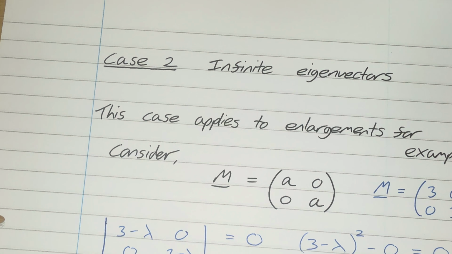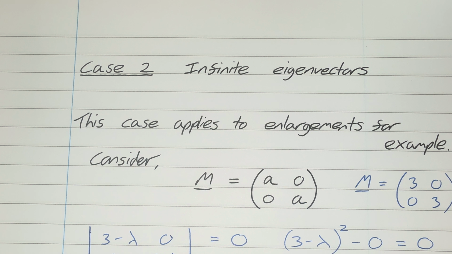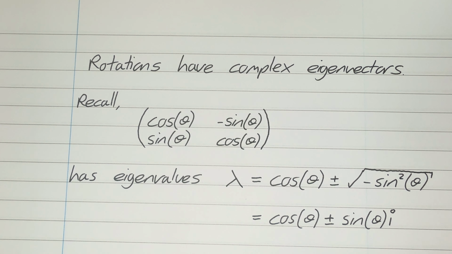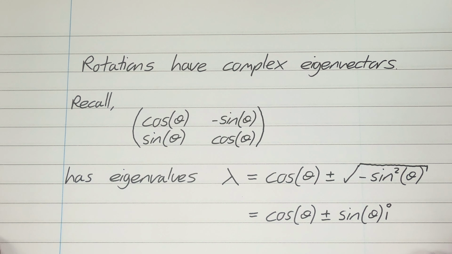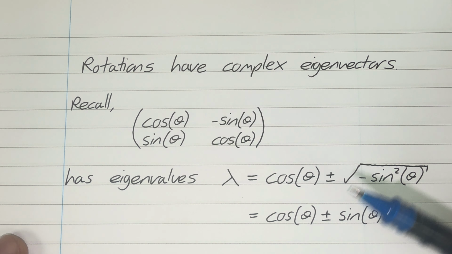Okay, so that was the cases where we have repeated eigenvalues. You either have one eigenvector, like you do with a skew, or we have infinite eigenvectors, like we have with an enlargement. We can have complex conjugate eigenvectors. I did mention this in the previous video. We're not going to delve into it in a huge amount of detail because on this course we tend to stick with everything real within matrices.